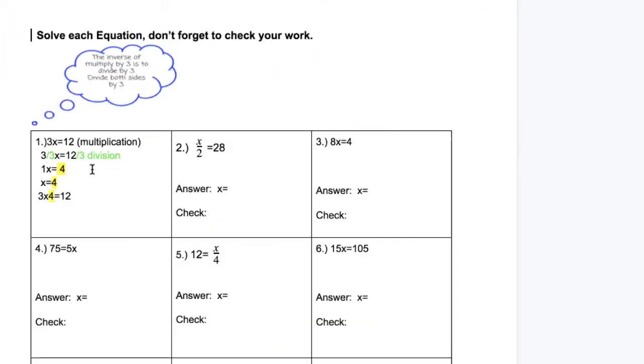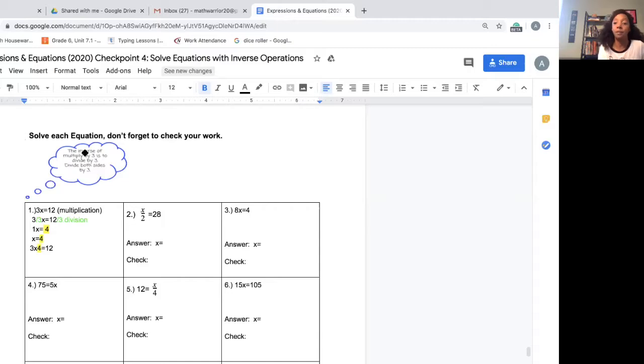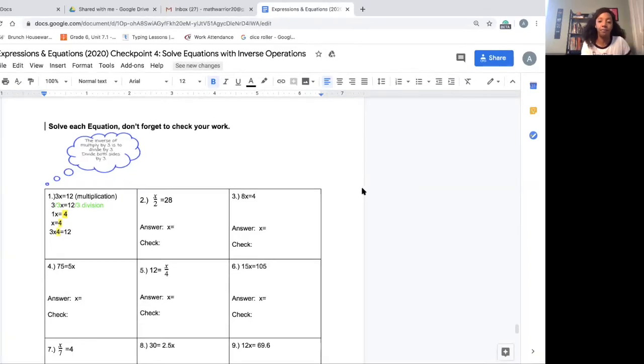The problem directions say solve each equation. Don't forget to check your work. It then gives us a little bubble of information saying the inverse of multiply by 3 is to divide by 3. Divide both sides by 3. So we need to understand that the inverse of multiplication is division, and the inverse of division is multiplication.